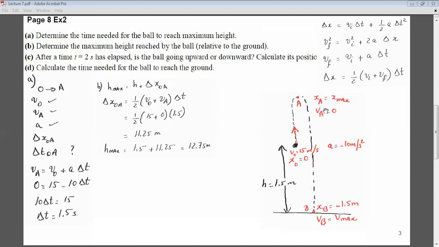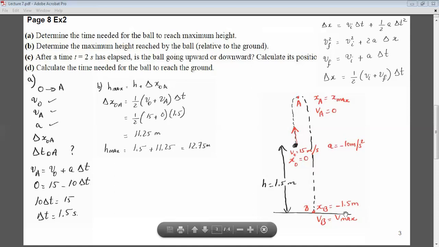It will stop. What is the position at point A? It is the maximum position, because the ball cannot go higher than that. So at A, the ball stops. The velocity will be 0. The x will be x maximum with respect to O. Actually, with respect to anything. Then what do I know about point B? I know that it is on the floor, down, so it's in the negative direction of the x-axis. So XB equals minus 1.5 meters.